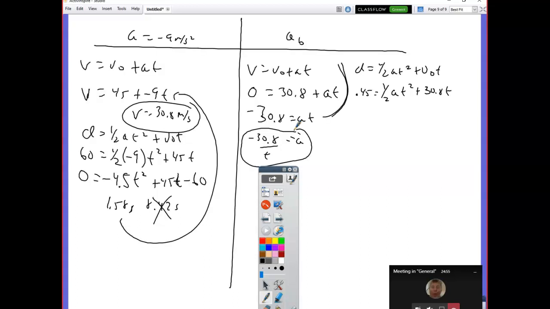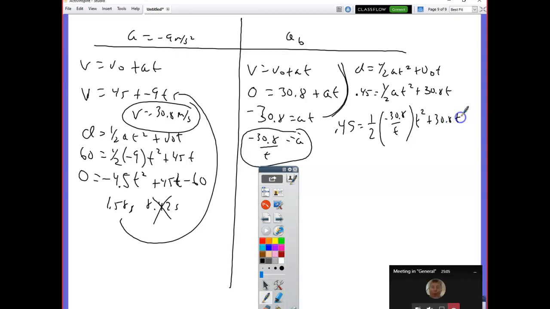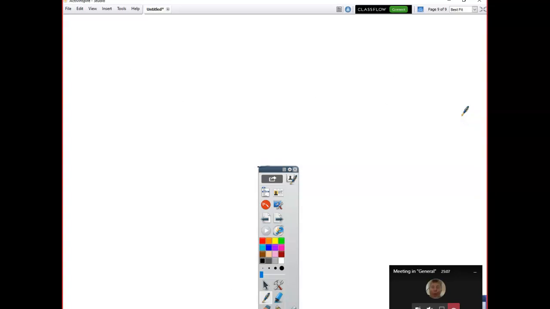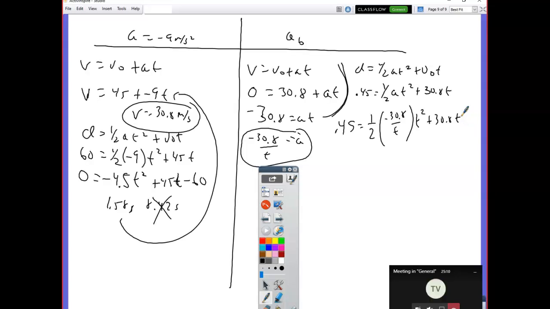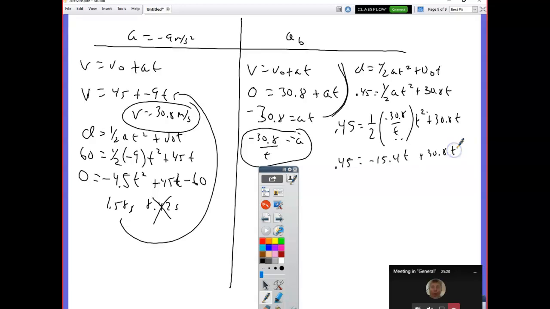All right. With that in mind, I replace my a with that equation, which is negative 30.8 over t times t squared plus 30.8 t. I get 0.45 equals negative 15.4 t, because one of the t's cancels out, plus 30.8 t.